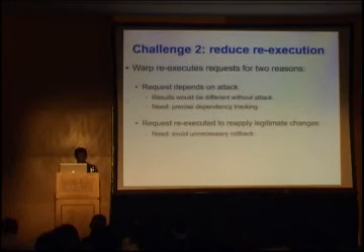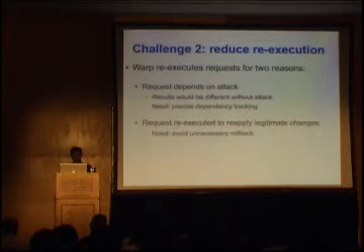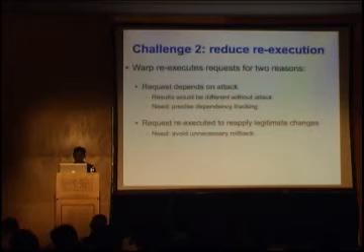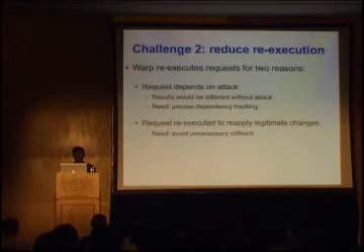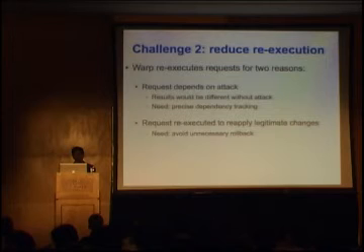And the second reason why Warp re-executes a request is because of database rollback. So in the strawman repair example, once we roll back the entire database, we needed to re-execute all the subsequent requests to reapply legitimate changes. So to reduce re-execution then, we need to avoid unnecessary rollback in the database.